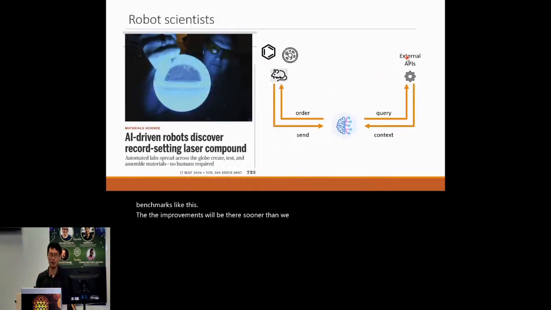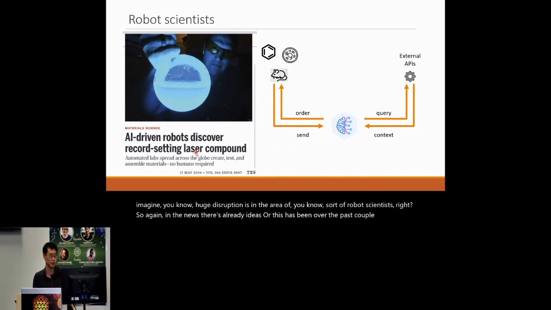Another area where we might imagine huge disruption is in the area of robot scientists. So again, in the news, there are already ideas, and this has been over the past couple decades, of robot scientists doing experiments semi-autonomously. And there's an example recently about discovering laser compounds.